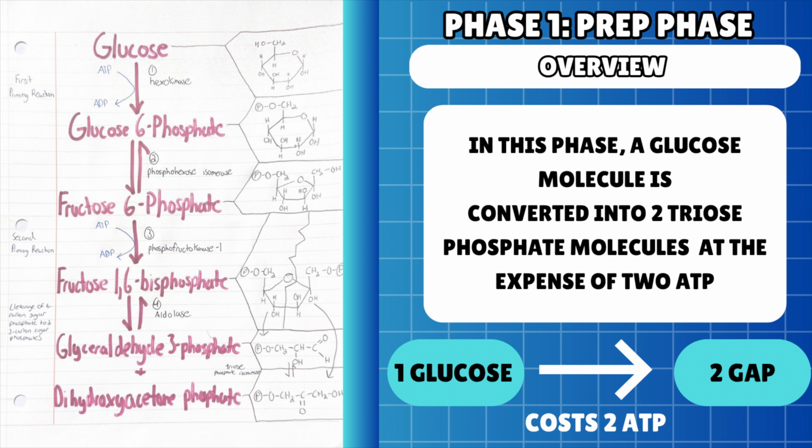In this phase, a glucose molecule is converted into 2 triose phosphate molecules at the expense of 2 ATP. So 1 glucose converted to 2 GAP costs 2 ATP. And on the left hand of this slide, I have a little diagram of the first 5 steps and a little breakdown of the prep phase as a whole, and we will be going over each step accordingly.